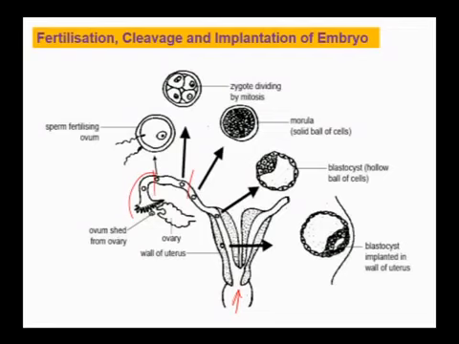During fertilization, the egg released by the ovary enters the fallopian tube and waits for the sperm to reach and fertilize it.